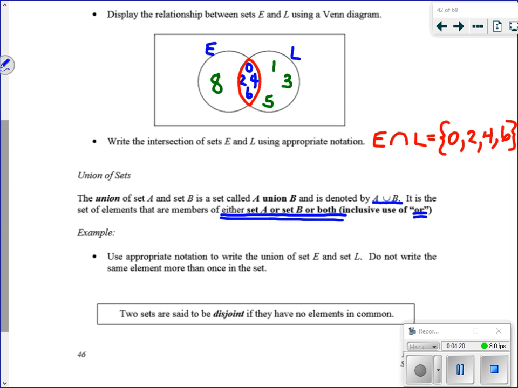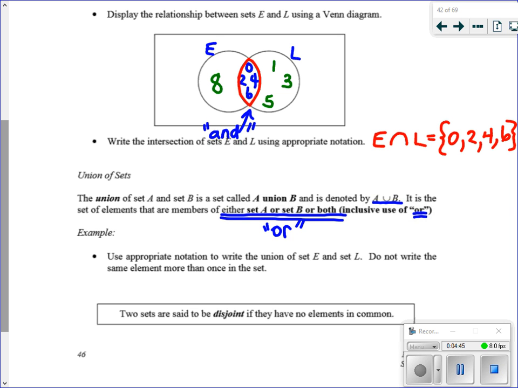so you need to listen for key words. When we're saying it's in this set and this set, we're talking about an intersection. That's the word and. When we're saying the word or, we're talking about a union. It's in this set or that set or both.